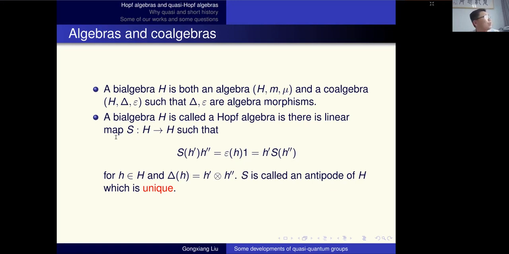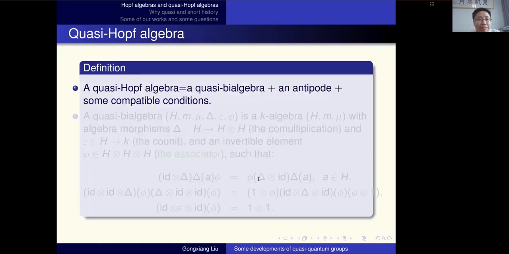One typical property of Hopf algebra is that the antipode, if it exists, must be unique. So for this reason, we sometimes say that the antipode is a property of the bi-algebra, not an additional structure, because more or less it's just unique. We will find that in the quasi-Hopf algebra case, we don't have this uniqueness. This causes many troubles for us. So next, we can recall the definition of quasi-Hopf algebra.